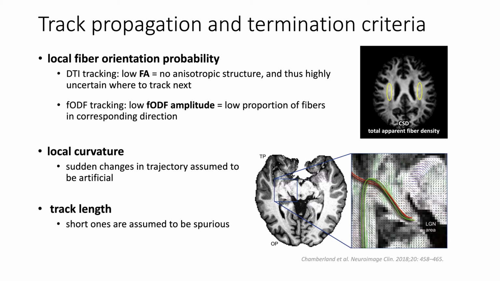Apart from this termination criteria, fiber tracking also often employs acceptance-rejection criteria. The most widely used criterion is that of minimal track length, rejecting short tracks on the assumption that they are spurious.